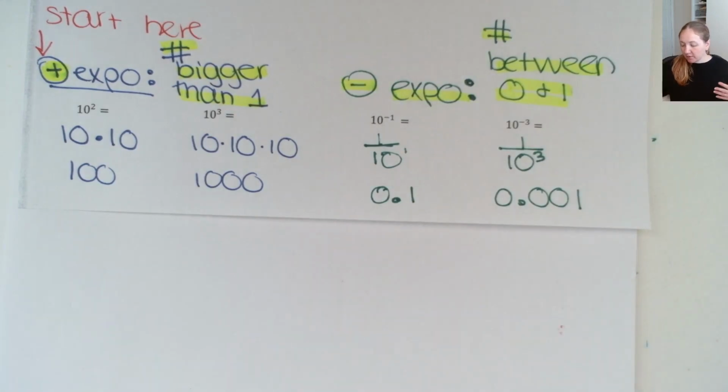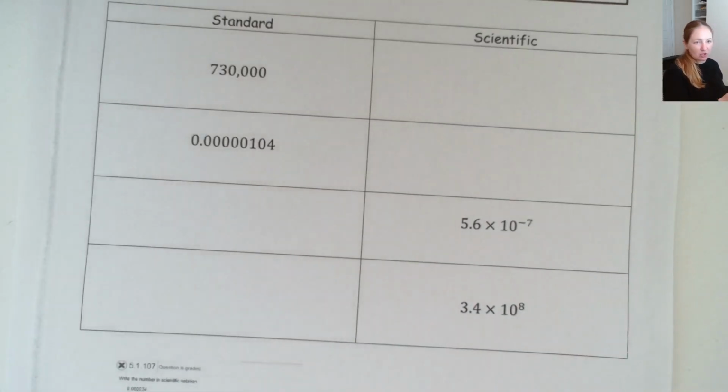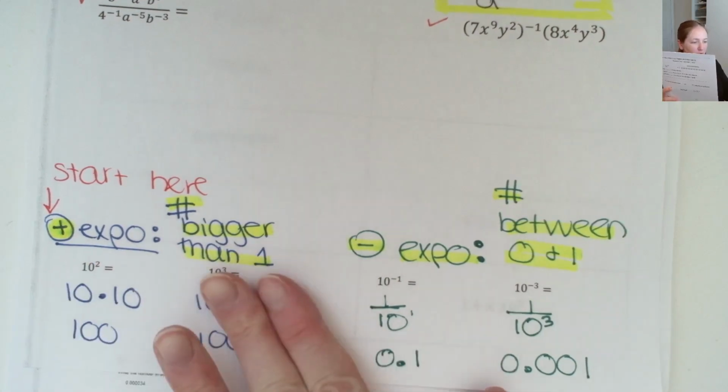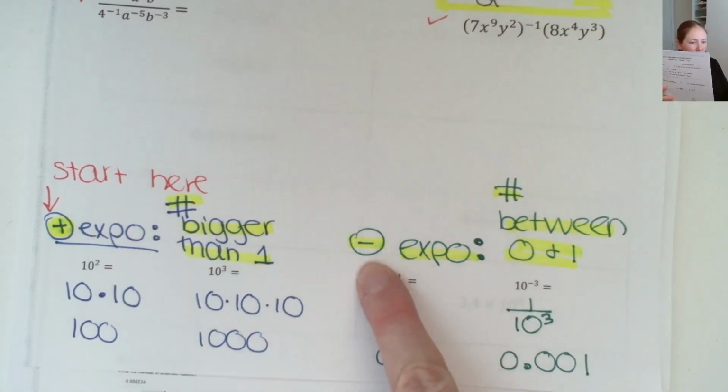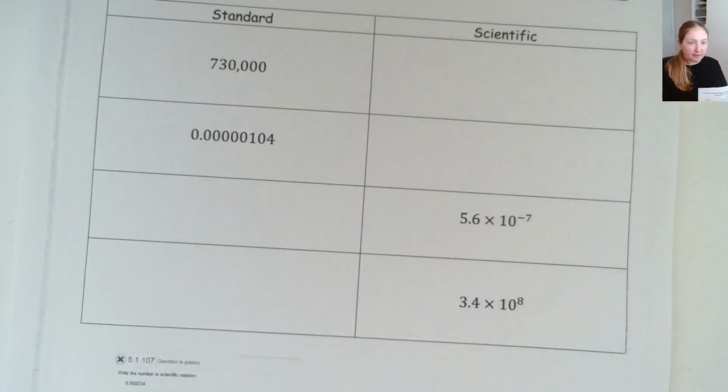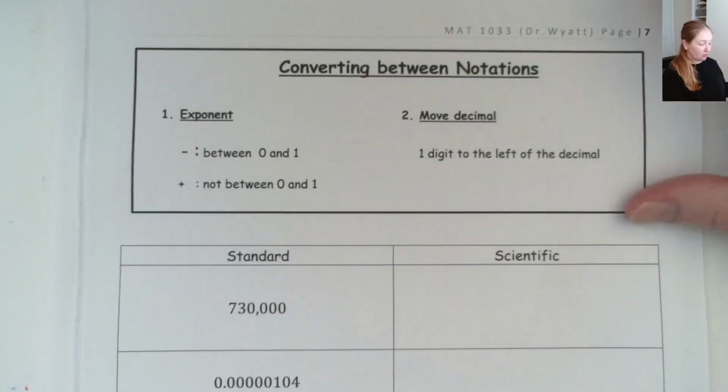So this is one of the top skills that you need for chemistry and other STEM classes, converting between these two notations, standard and scientific notation. And the thing is, scientific notation at the heart of it is based on this exponent property: a positive exponent gives you a number bigger than 1, and a negative exponent gives you a number between 0 and 1. So over here, we have our process for converting between the two notations.